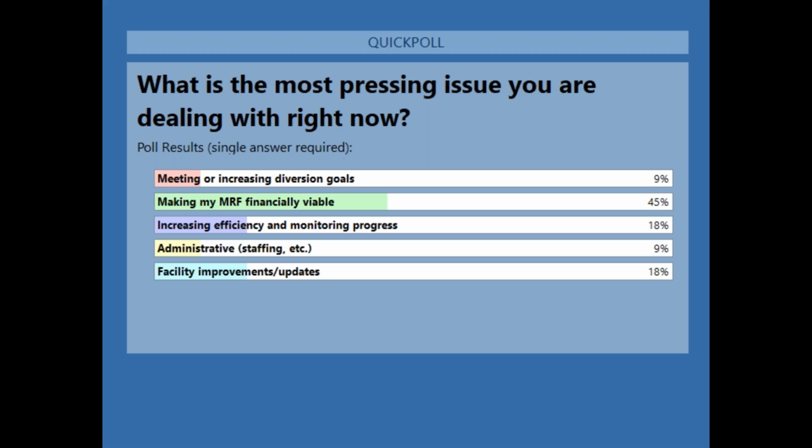You know, there are always administrative issues, and I think every manager will tell you that depending on the day or the week or what's going on, administrative issues might be the top of our list. All managers recognize that. But that aside, the dominant factor here is trying to make our MRF financially viable. We're all feeling the pinch one way or the other. And so you may be looking at ways to increase efficiency or some facility improvements or updates or meeting diversion goals. But the biggest block of voting today is to make our MRF more financially viable. And that's what we see across the industry.